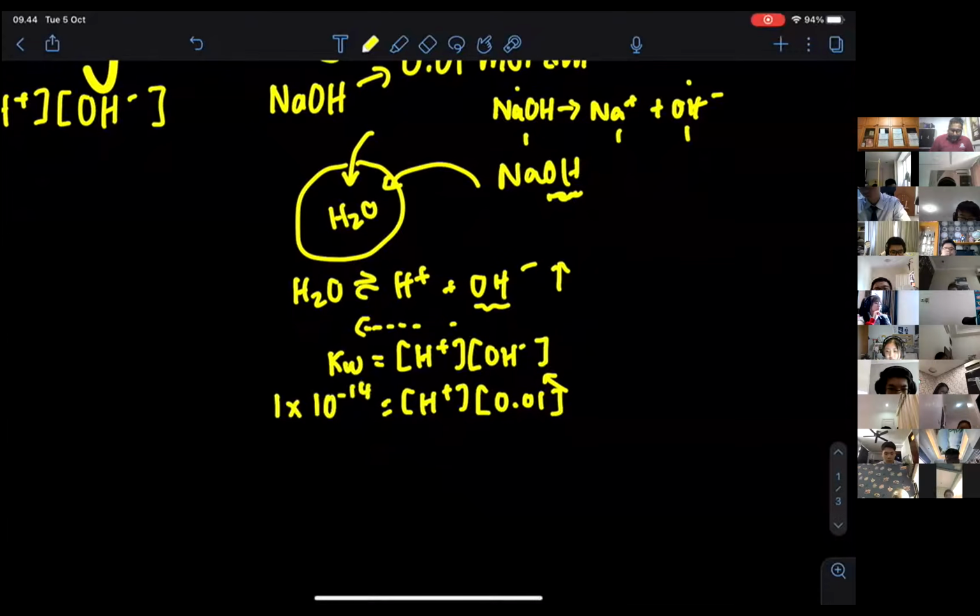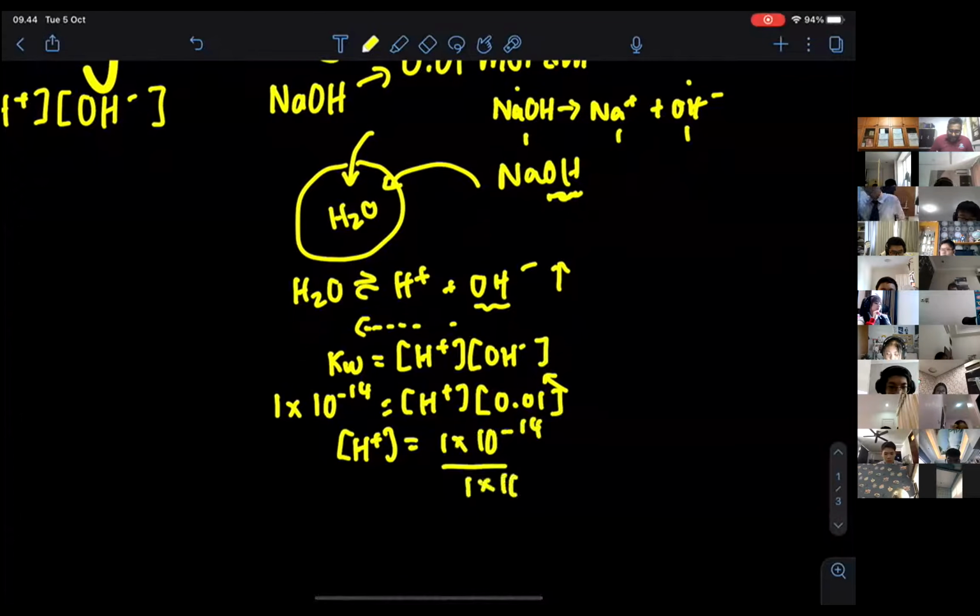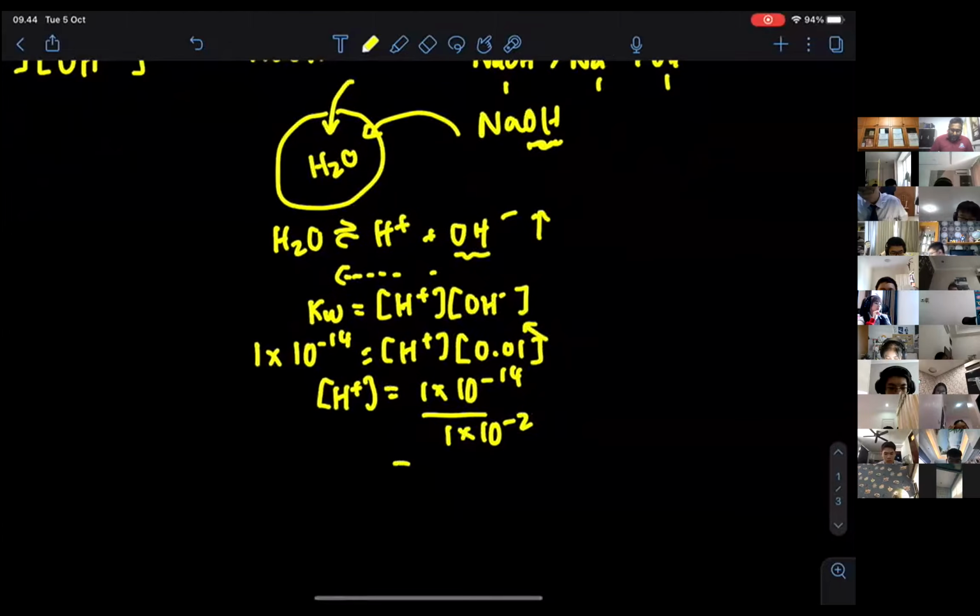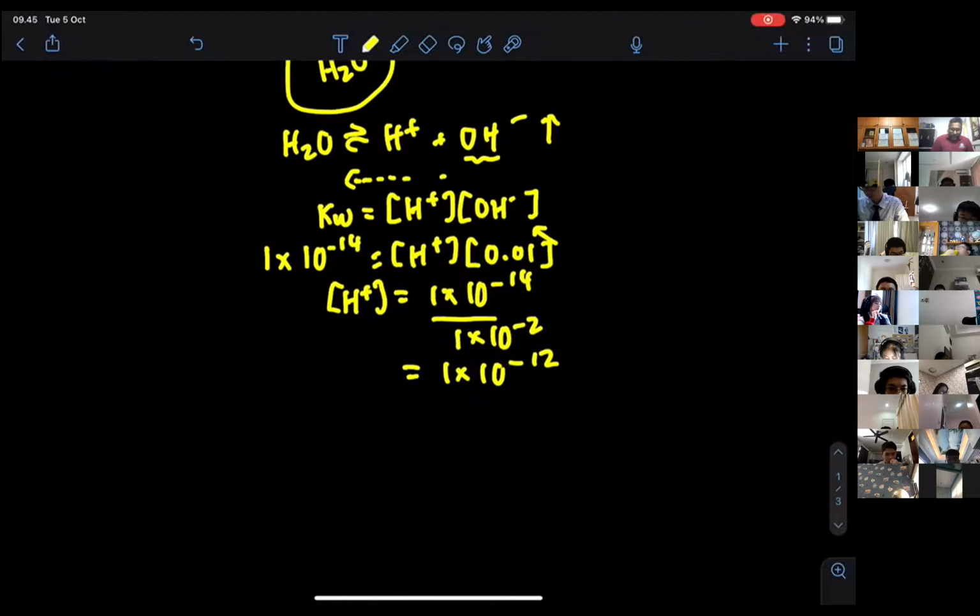And I can calculate what my H+ is, which is going to be 1 times 10^-14 divided by 1 times 10^-2, and I will get 1 times 10^-12. And I can calculate the pH. pH is -log[H+]. You put it in and you will get the pH, which is going to be 12.